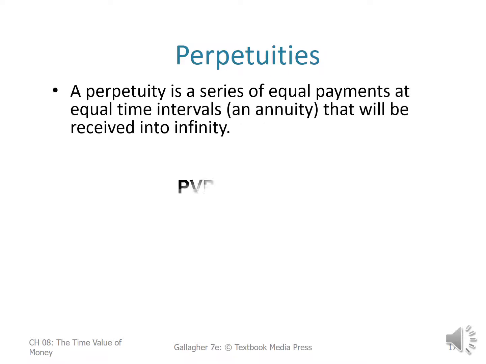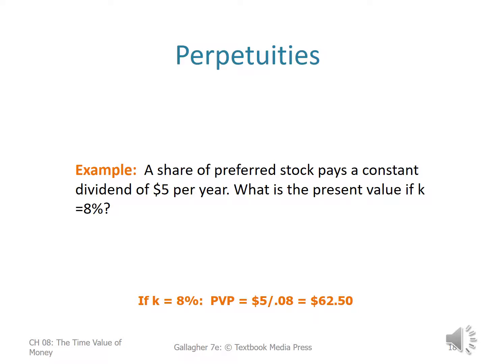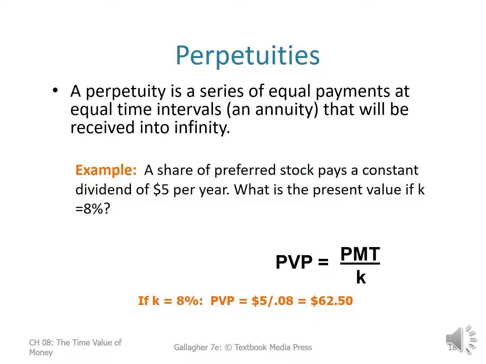Perpetuities. A perpetuity is a series of equal payments at equal time intervals, or an annuity that will be received indefinitely. For example, a share of preferred stock pays a constant dividend of $5 per year. What is the present value if the required rate of return is 1%?